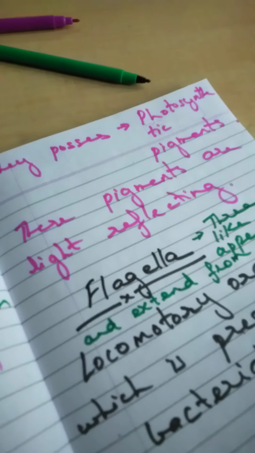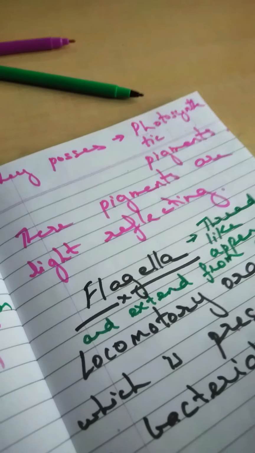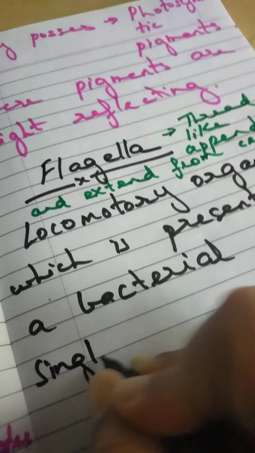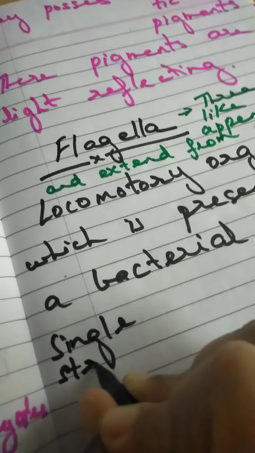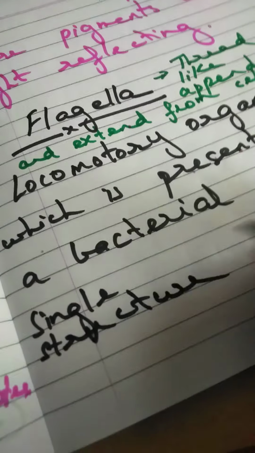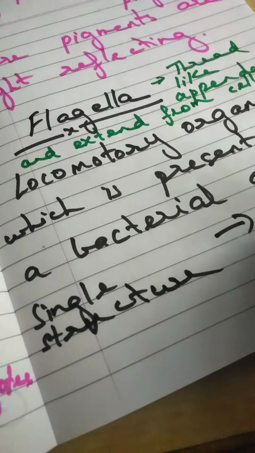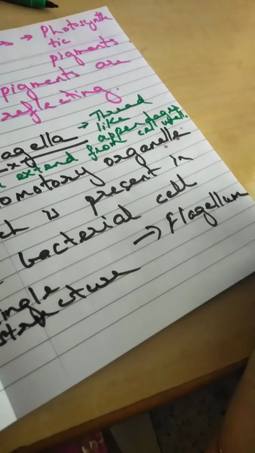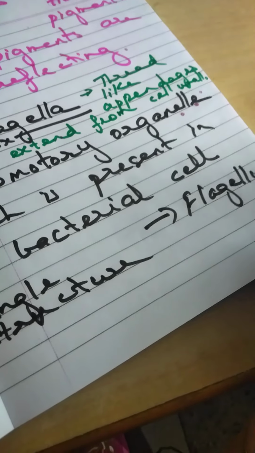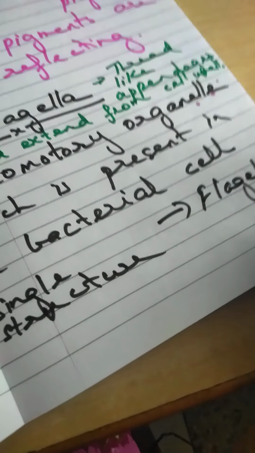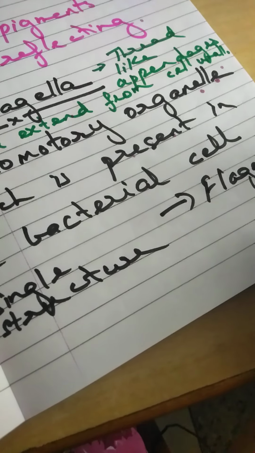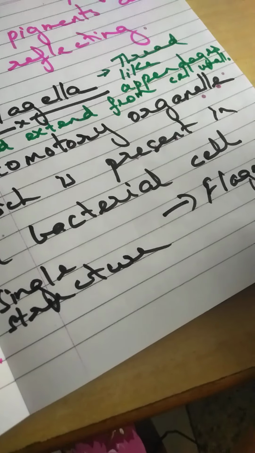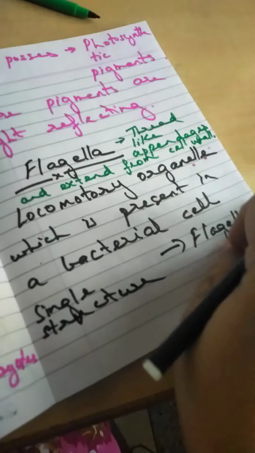Okay, now the single structure of this locomotory organ is called as flagellum. Now each flagellum is about 1 to 7 micrometer long.